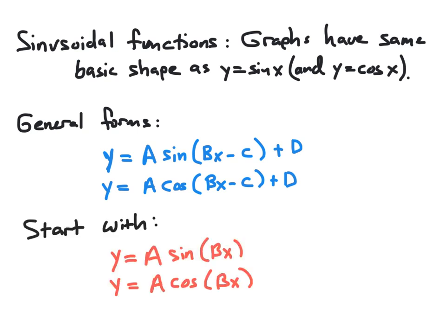We'll start with simplified versions of these equation forms by letting c and d equal 0, and we'll be left with y equals a sine bx and y equals a cosine bx. So our first goal is to determine how the values of a and b affect both the function and its properties as well as its graph.